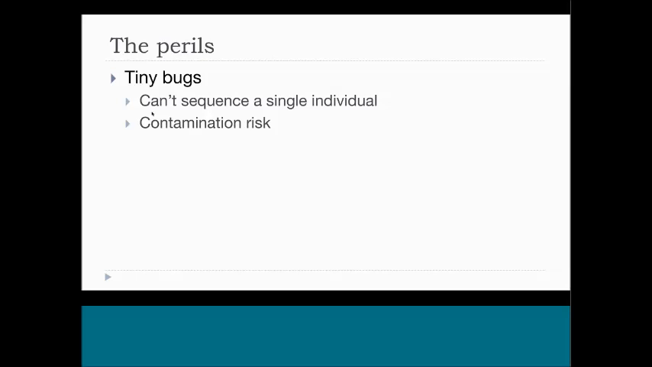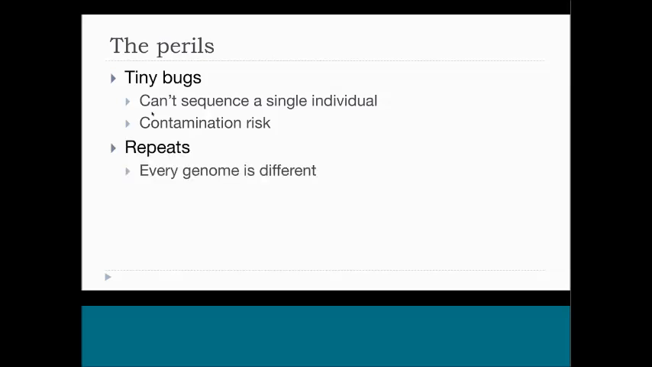Furthermore, you run a contamination risk. As the things you sequence get smaller and smaller, there's a higher fraction of microbial DNA relative to your target genome, and you have to be very careful of that. When you're sequencing something big like a human straight from blood, the amount of microbial DNA is a small fraction compared to human DNA, so it's not as much of an issue.